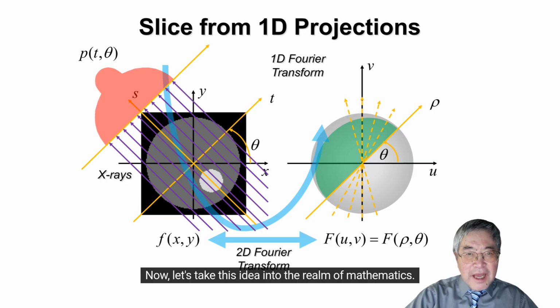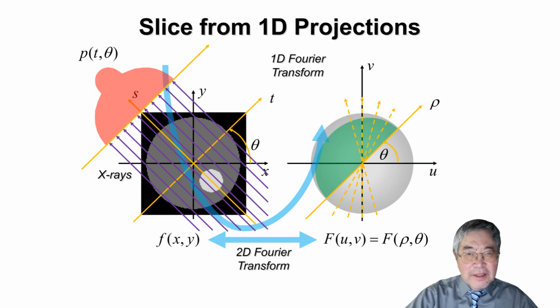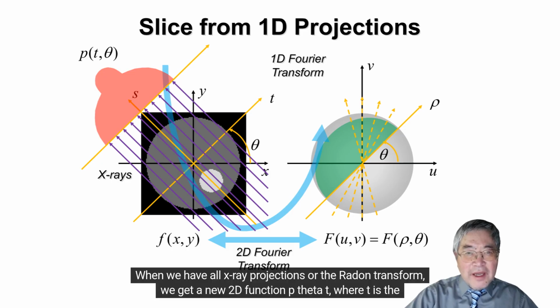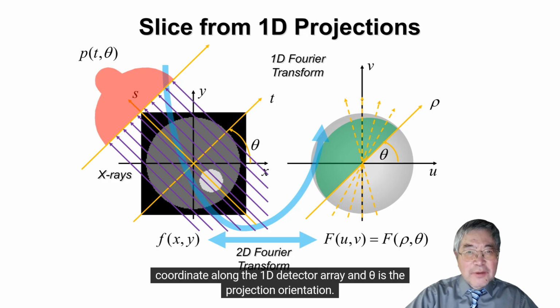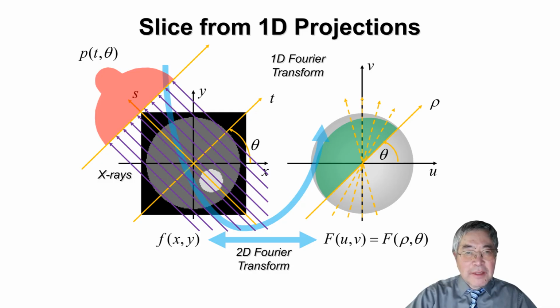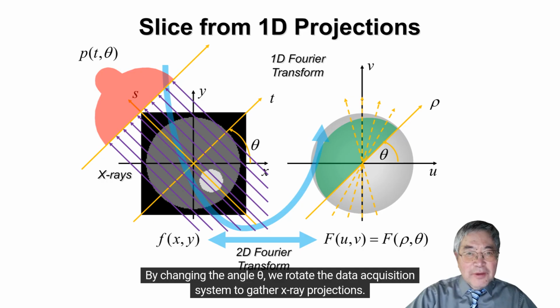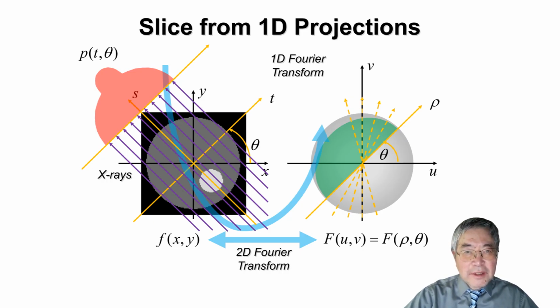Now let's take this idea into the realm of mathematics. We start with a 2D image denoted as f(x,y). When we have all X-ray projections, or the Radon transform, we get a new 2D function p(θ,t), where t is the coordinate along the 1D detector array and θ is the projection orientation. By changing the angle θ, we rotate the data acquisition system to gather X-ray projections.